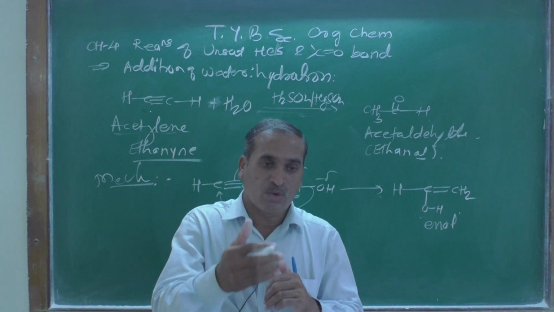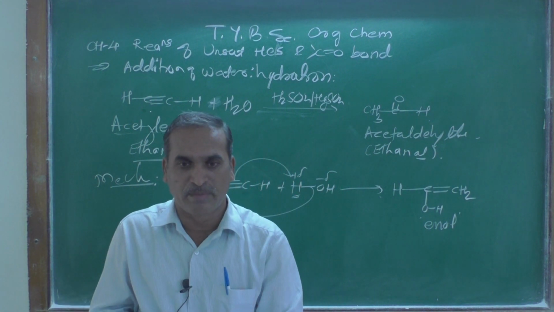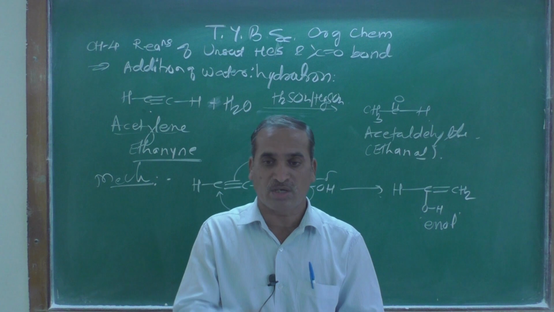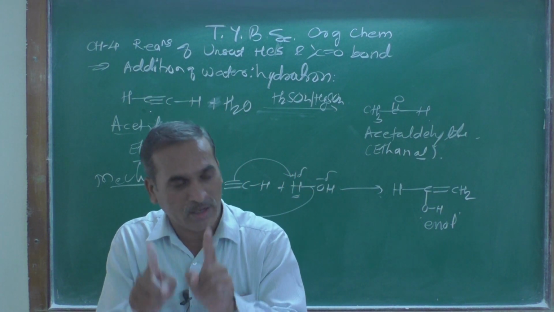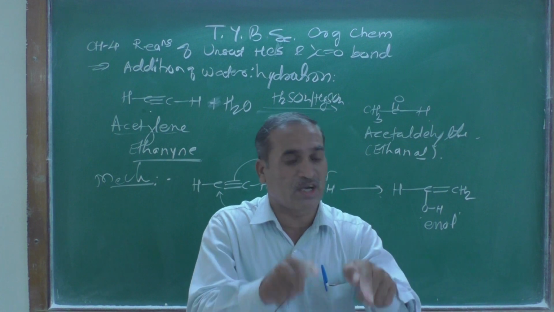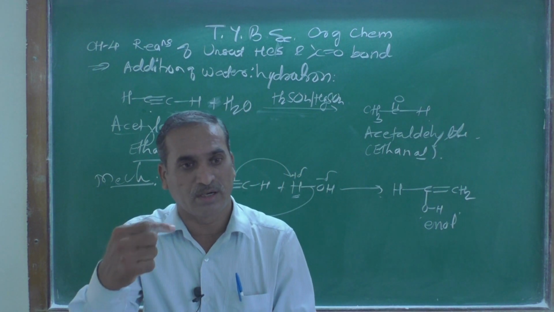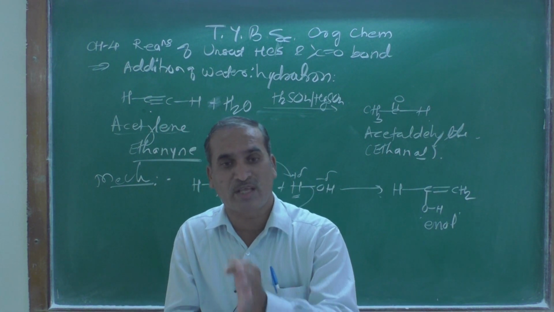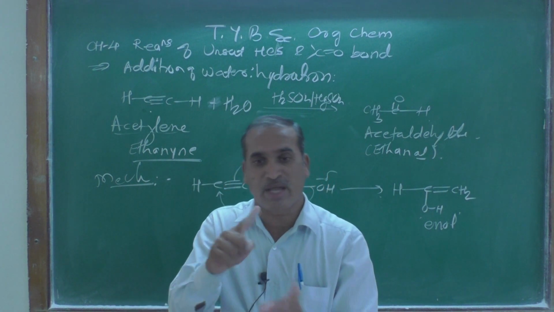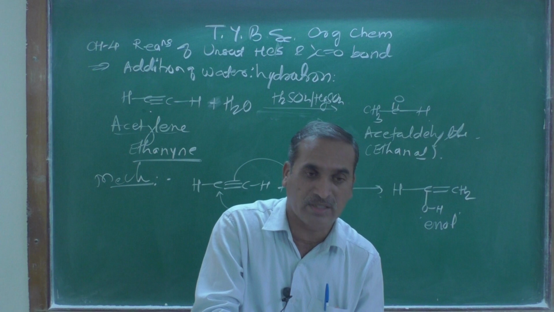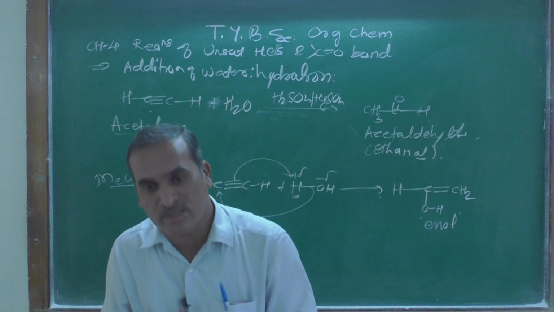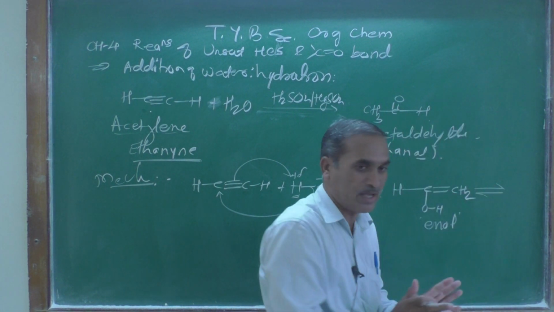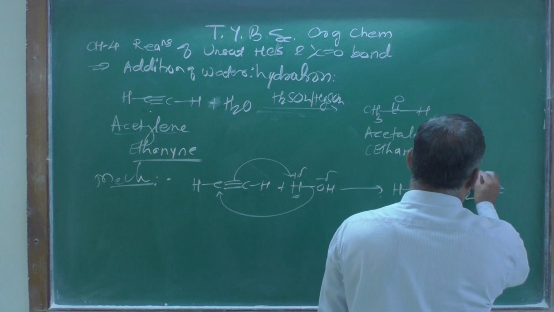That enol undergoes tautomerism. As we know, tautomerism is when two interconvertible structures coexist at an equilibrium. That phenomenon is known as tautomerism, and those isomers are known as tautomers. It is always shown by this equilibrium arrow.